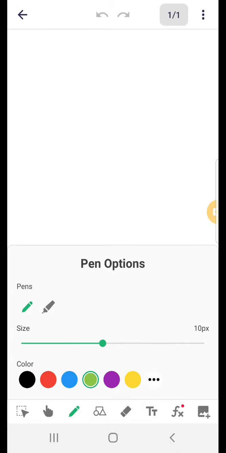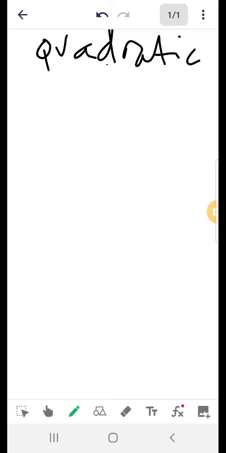We are going to look at quadratic equations. Pardon, it's supposed to be Q there. Quadratic equations. We're going to look at quadratic equations.